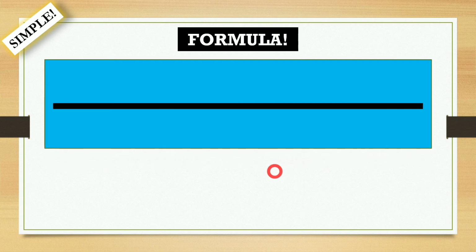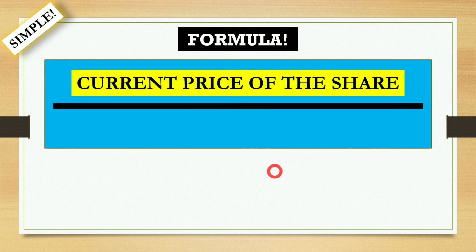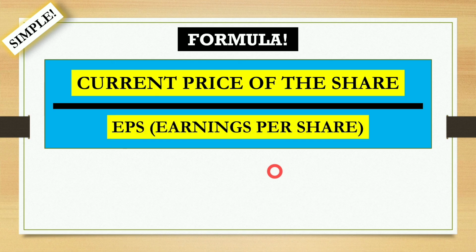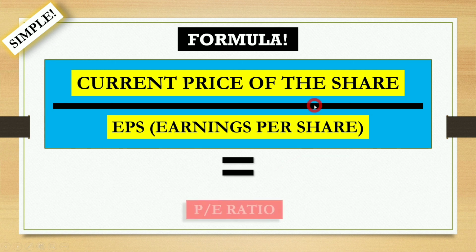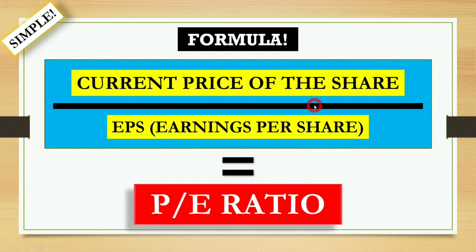So the formula starts as, in the numerator we put the current market price of the share, which is divided by the earnings per share. It is as simple as that, which will be equal to the PE ratio. So I will give you an example.